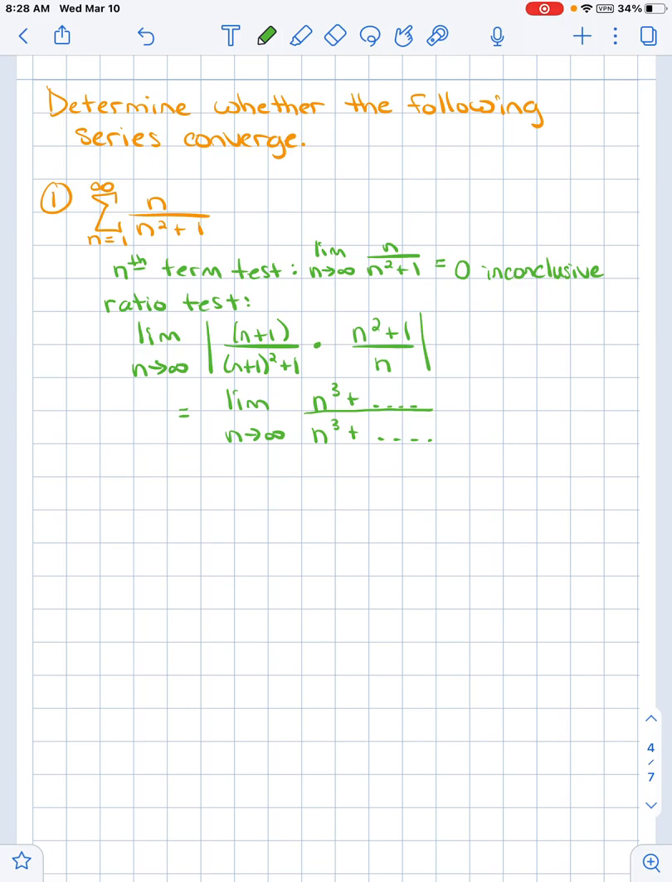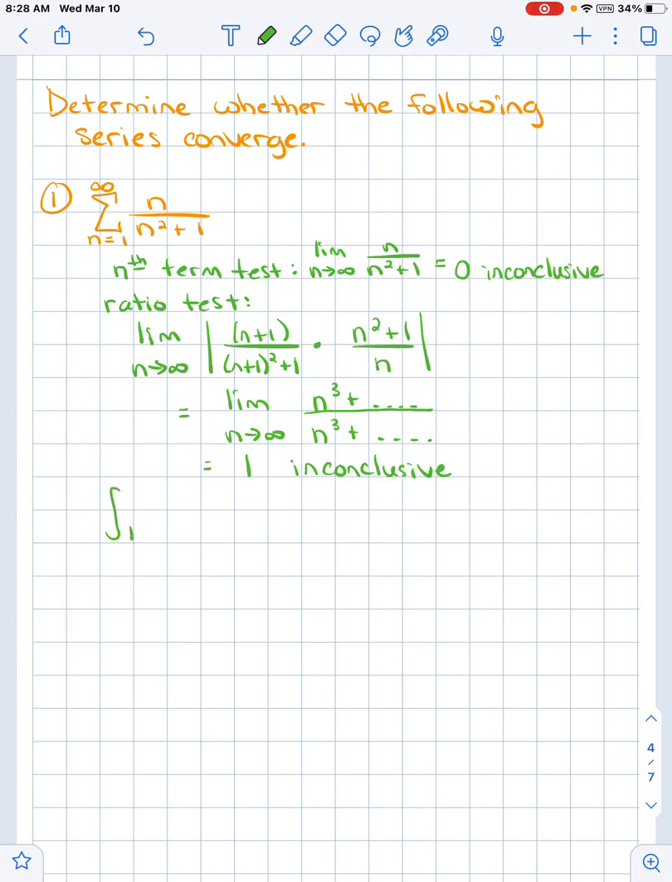And as n approaches infinity, the only thing that really matters in this case is that highest degree term. So the only thing that really matters is the n cubed. And n cubed over n cubed is just 1. So unfortunately, the ratio test is also inconclusive because this was not less than 1 and it was not greater than 1. It was equal to 1. So we don't know if this converges or diverges based on either of those two tests.